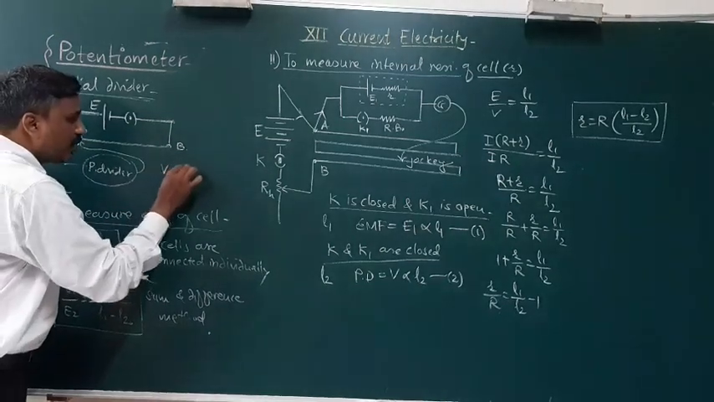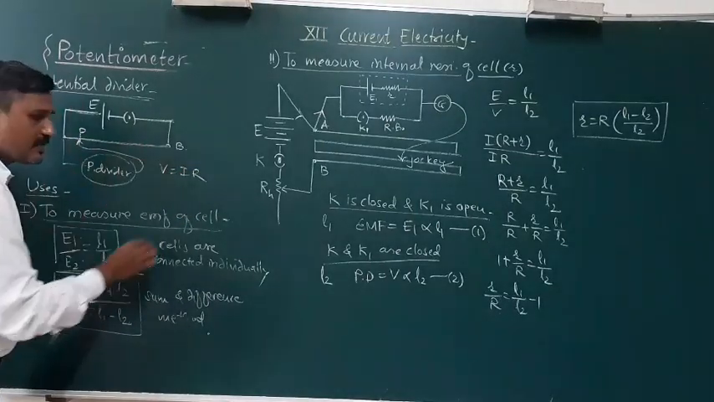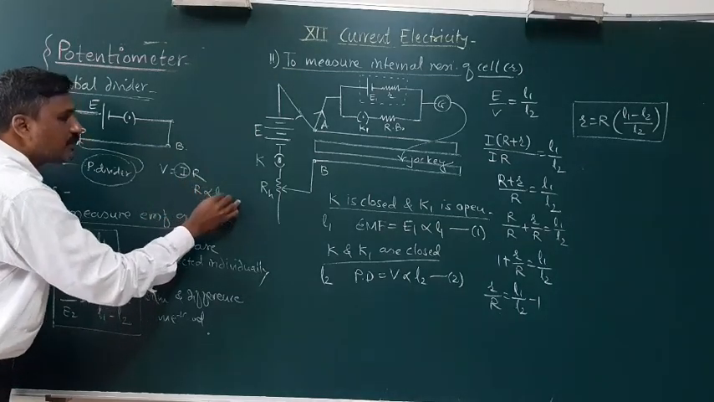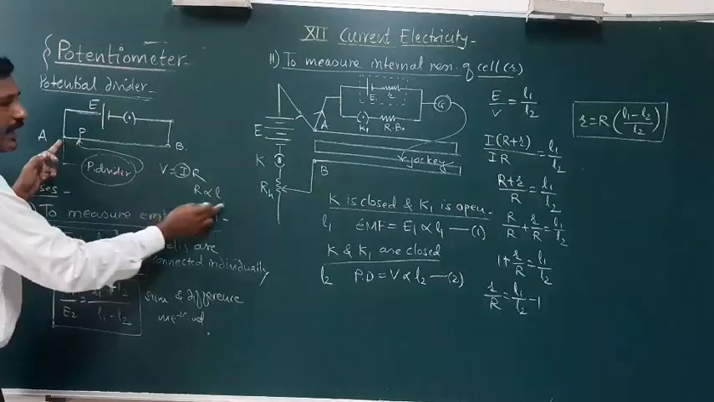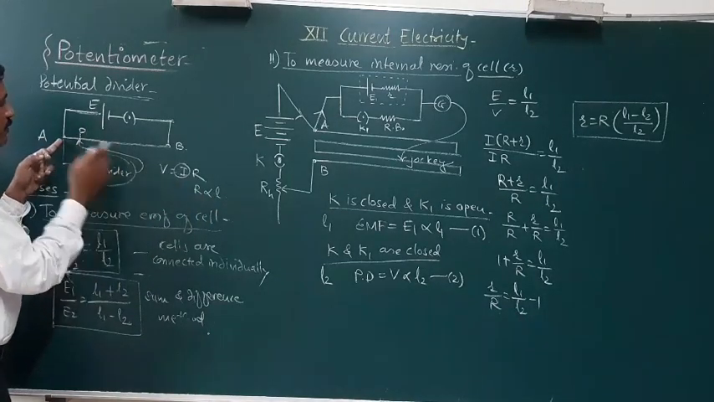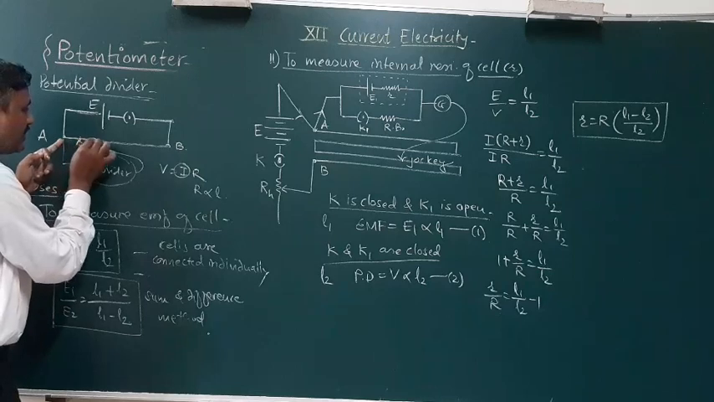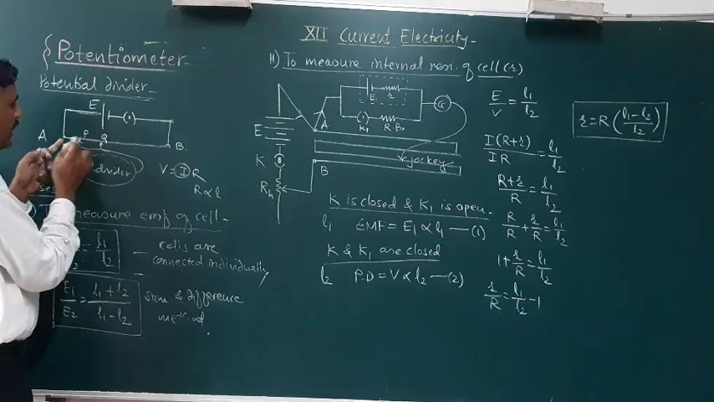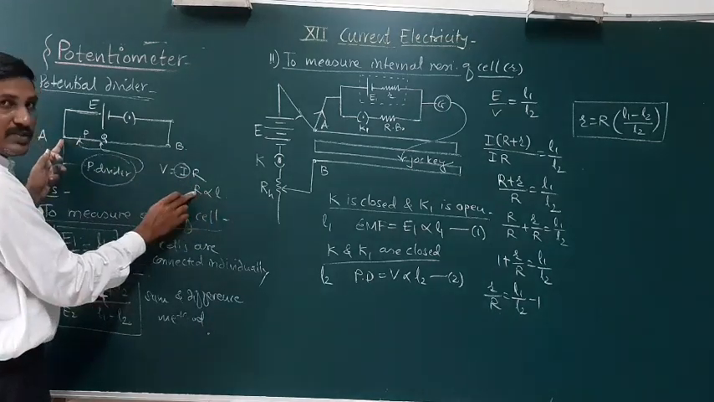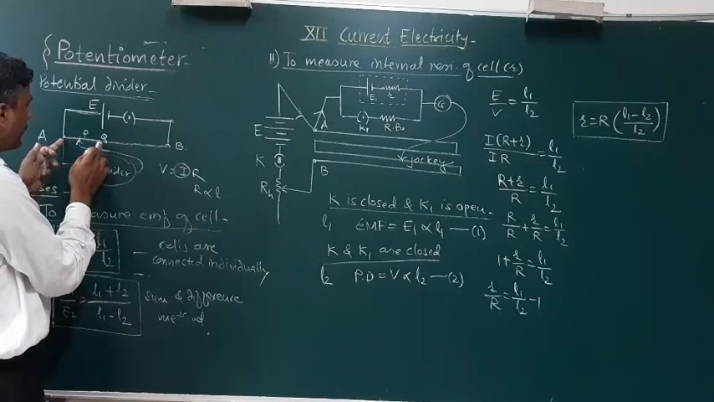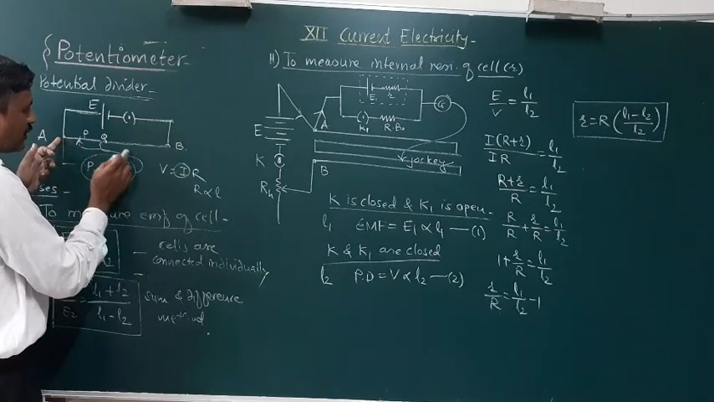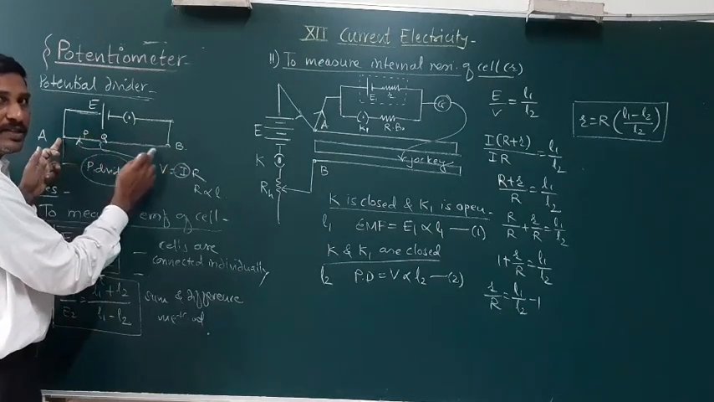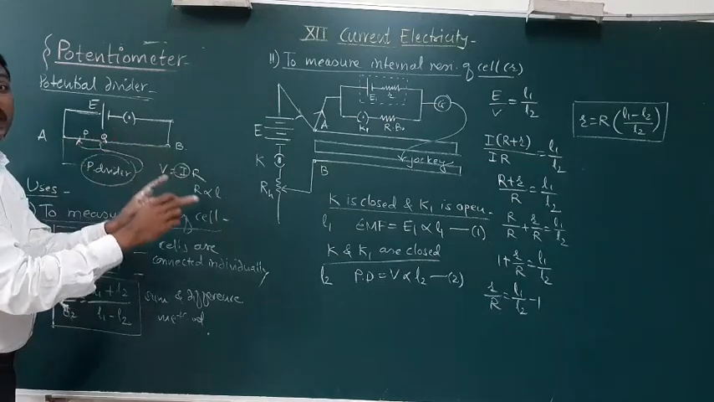And remember that V equals IR. The current flowing through AB is the same, so this term is a constant. Then R is proportional to L. Now from A to P, the length is less, so resistance is less, and potential difference is less. As it reaches the point Q, length increases, meaning resistance increases, and potential difference increases. So as the other terminal of the potential divider is moved from A to B, length increases, as a result resistance increases, and as a result potential changes.